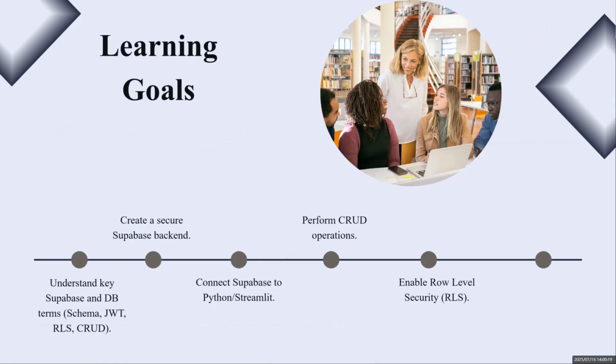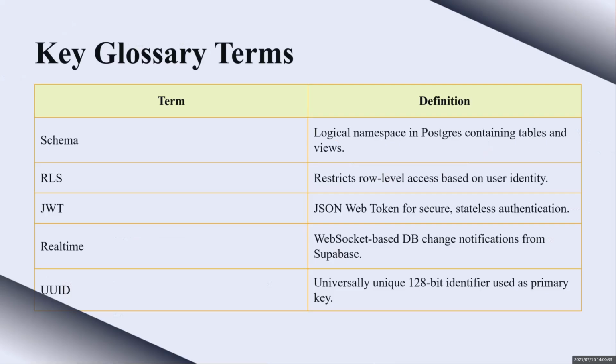You'll enable row level security, which is shortened as RLS. And you'll be able to build real-time user-specific prediction logging. Now let's go through the key terms.